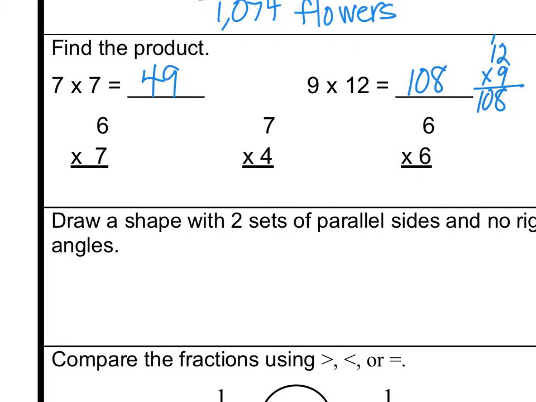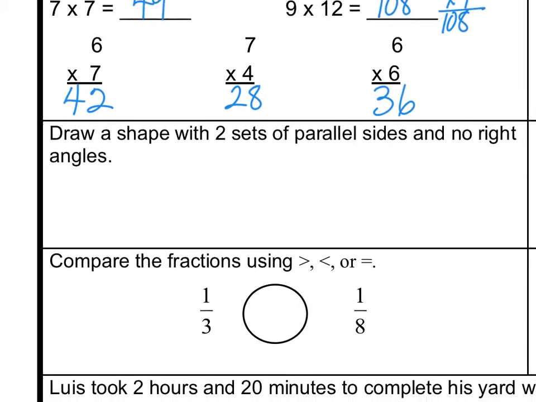6 and 7, they're best friends. They have that high jump contest, and it's 42. 7 times 4, 7's a fireman, slides down the fire pole, but he gets there too late, 28. And the 2 6s in the desert, they are very thirsty 6s, which sounds like 36.